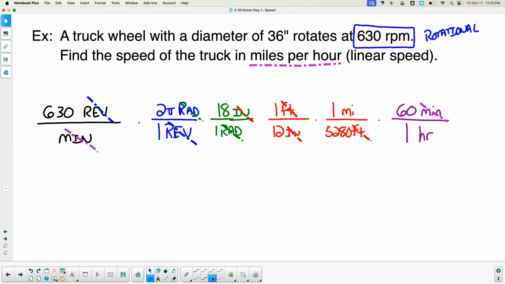Now I just have to multiply all of those fractions. 630 times 2 pi times 18 times 60 is my top. 1 times 12 times 5,280 on the bottom. My question to you is this. Does this fraction need to be exact?